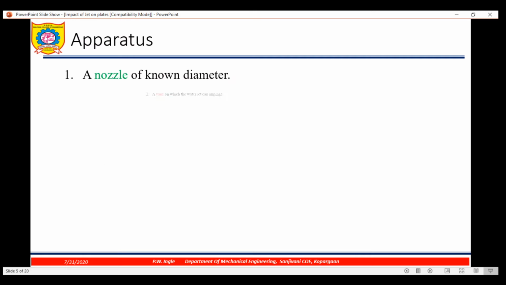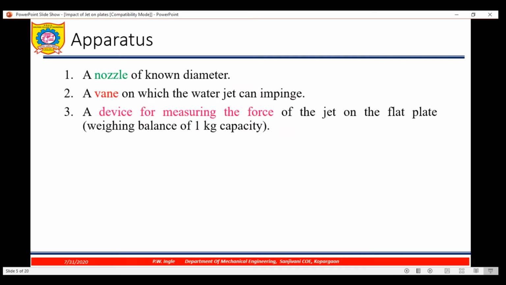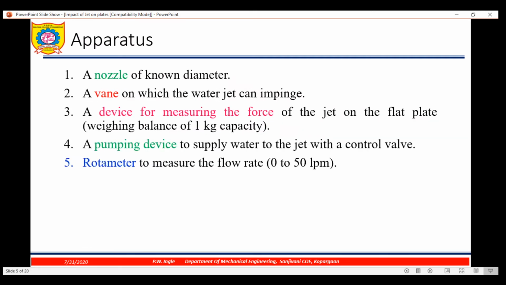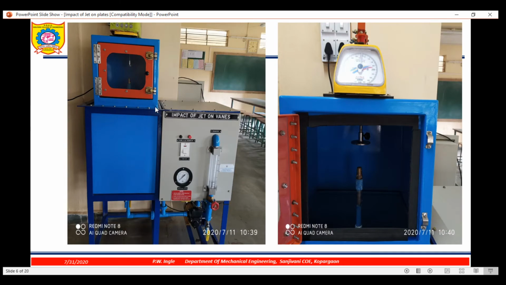So what does the apparatus consist of? It consists of a nozzle of known diameter, a vane on which the water jet impinges, a device for measuring the force, a pumping device and a rotameter to measure the flow rate. This is the experimental setup, and I will explain it step by step.